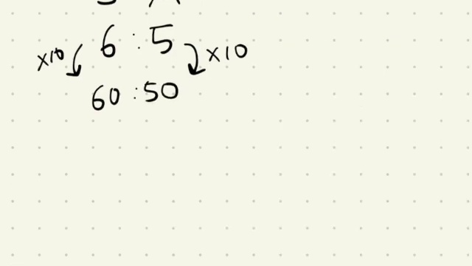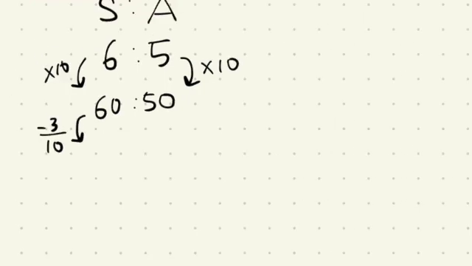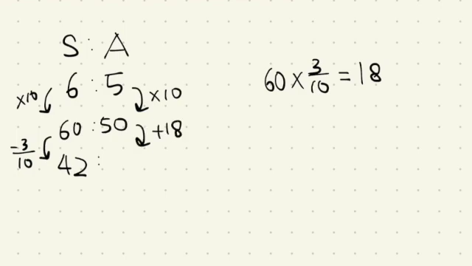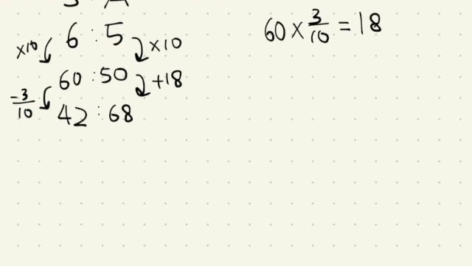Then Sally gives away minus 3/10. So 60 times 3/10 gives me 18. So this one minus 18 will give me 42. This one plus 18 will give me 68. Then Amy gives away half.